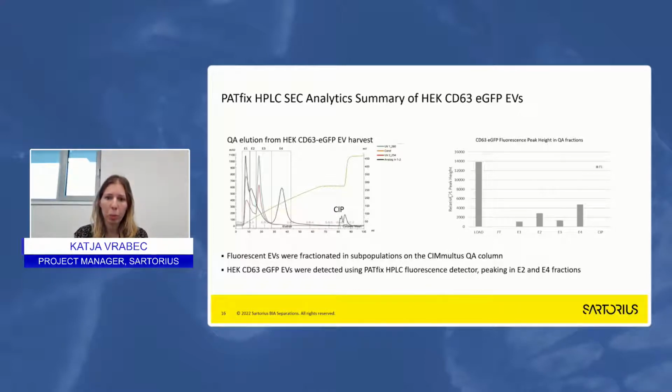The peak heights from the PATfix SEC analytics were accounted for the dilution and the volume and were plotted on this bar graph. We can see that we didn't detect any EVs in the flow-through, so all EVs bound to the column, and they were separated in the salt gradient, peaking in two peaks, so E2 and E4 is where we detected the most EVs.